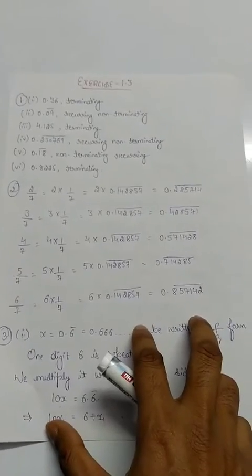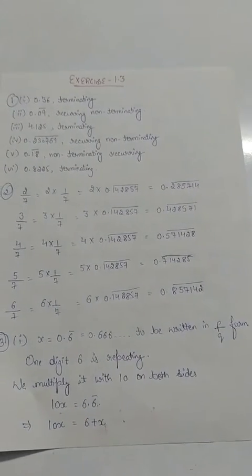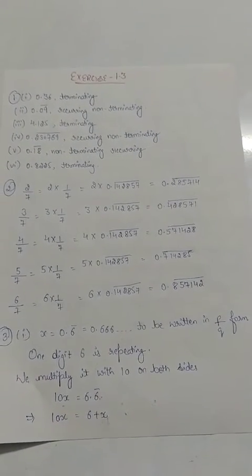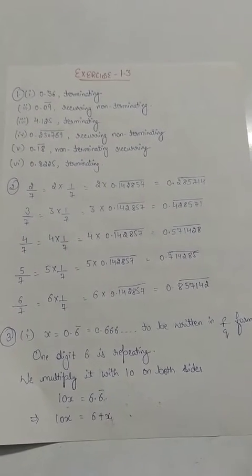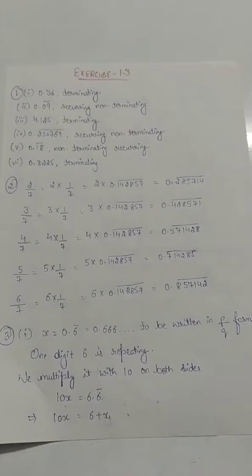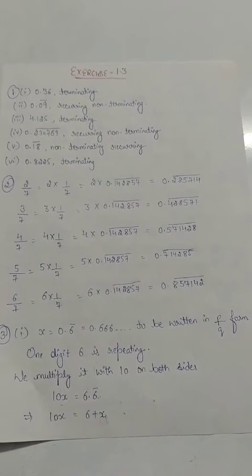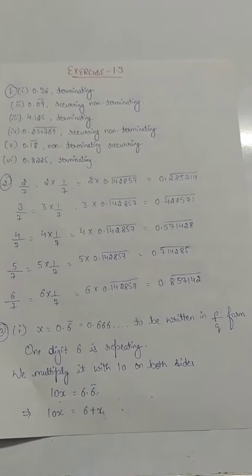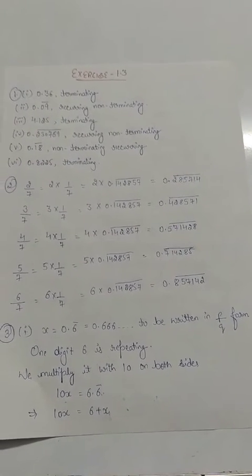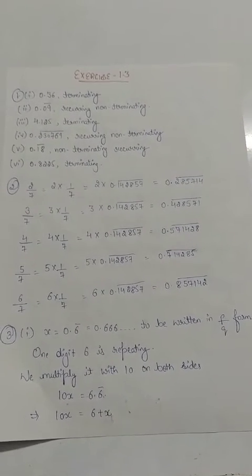Next we have exercise 1.3. So the first sum is terminating. There are basically 4 terms: terminating, non-terminating, reoccurring and non-reoccurring. Terminating means those numbers which are ended or which can be counted and have some end.